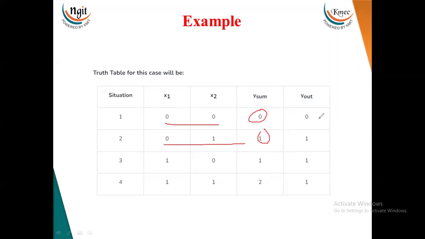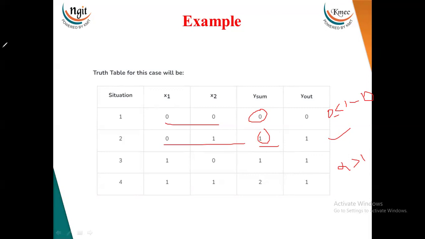Remember the threshold is 1. If the sum is less than the threshold of 1, the output will be 0. But in this case, the sum is 1 and the threshold is also 1, so 1 is greater than or equal to 1, and I get output as 1. If the sum is 0, it is less than 1, so you will get 0 out. Here it is 1, so the output is 1. And here, 2 is greater than 1, so I get y out as 1.